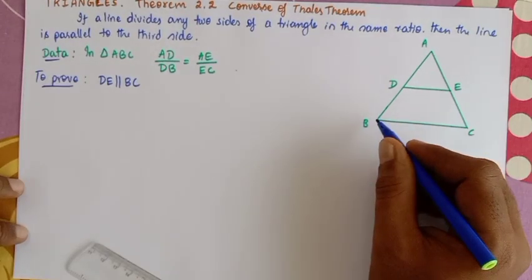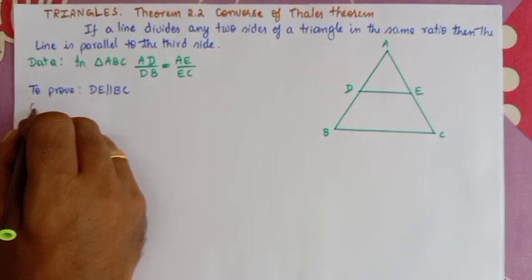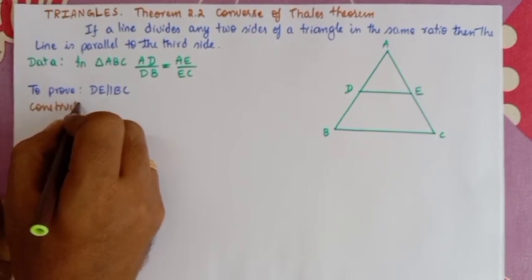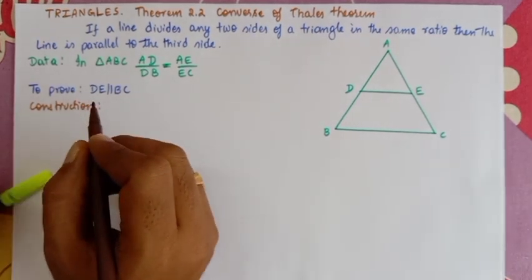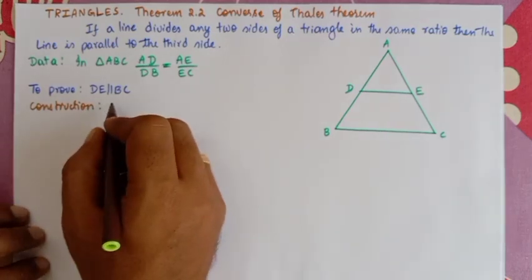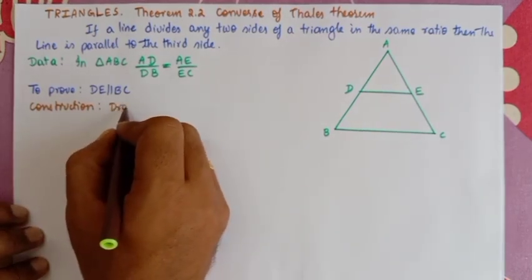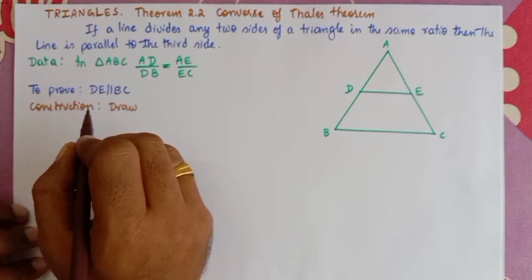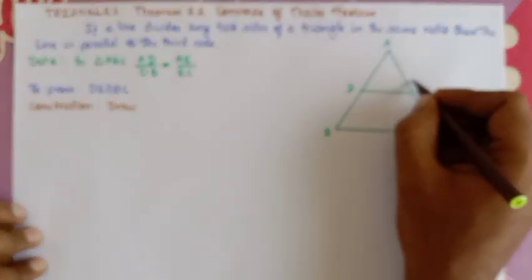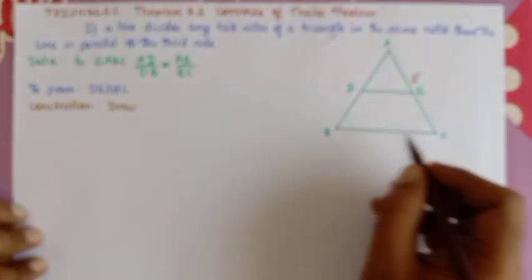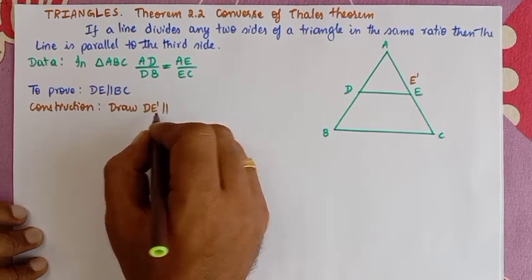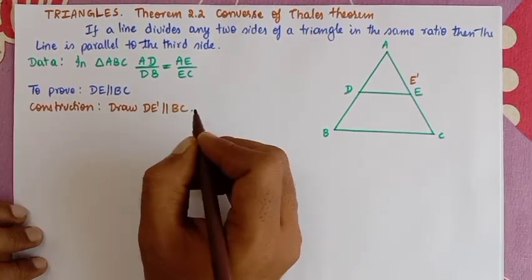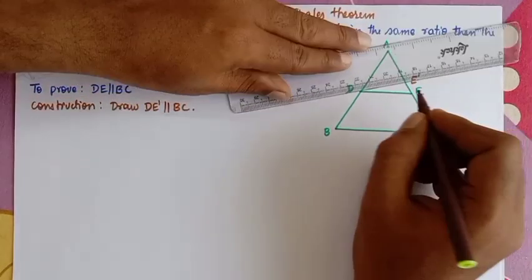Construction: we will make a certain construction to prove this theorem. Draw DE dash parallel to BC. So we will draw a line DE dash.